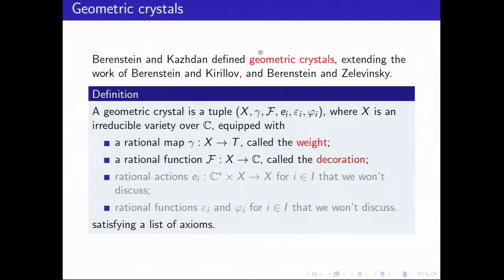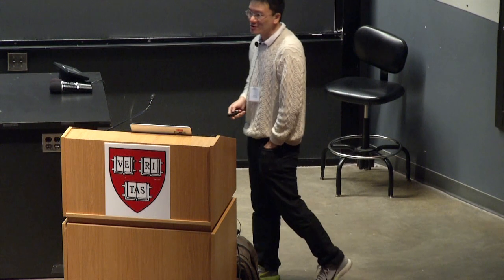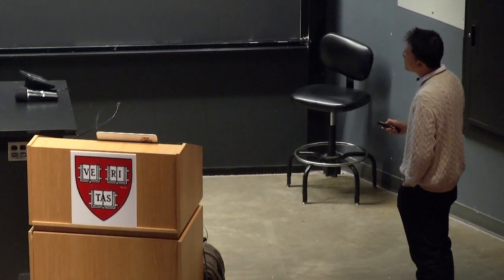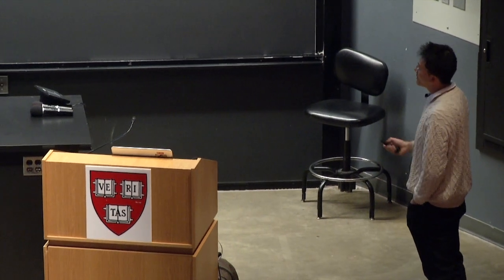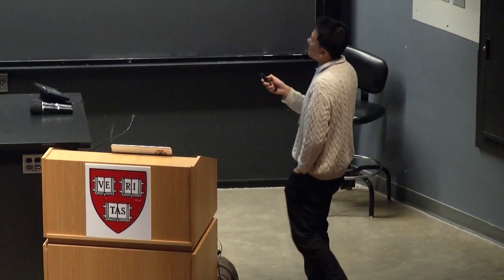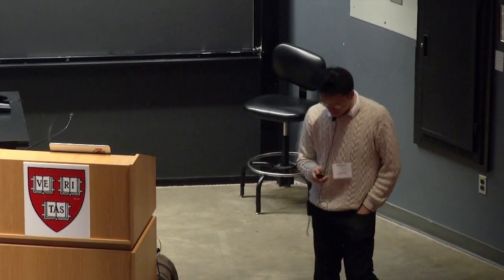So what's a geometric crystal? A geometric crystal is a complex irreducible variety equipped with some additional structure, and I won't need all of this structure. The structure that I'll need will be one rational function from the variety to the torus called the weight function. This is not the same as the weight function of the crystal graph. And one rational function from the variety to the complex numbers called the decoration, which in a different context is called the superpotential. Then there's some other data, some rational actions and some other rational functions with a lot of compatibility. But there's no hope to write down all the axioms and discuss them, so I'm not going to try to do that.